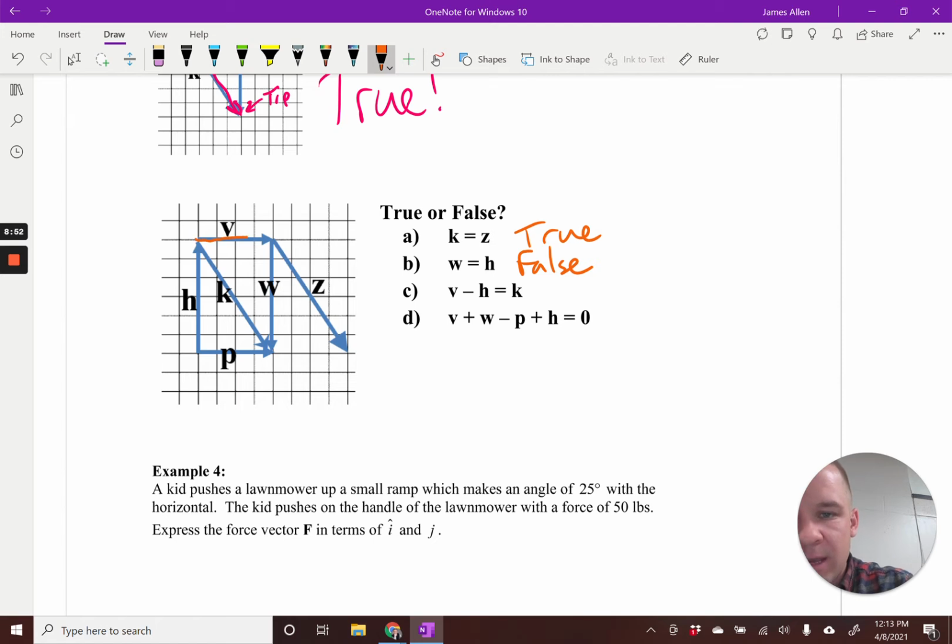All right, how about V minus H is equal to K? So here's V. And remember, if we're doing minus H, that just means we're going the other direction with it. And if I were to take that, let's see if I can do that. Oh, come on, you technology. Boom. Look at that. Tip to tail method, that is K right there.